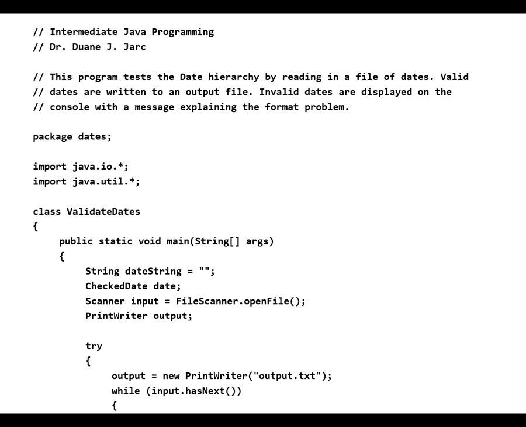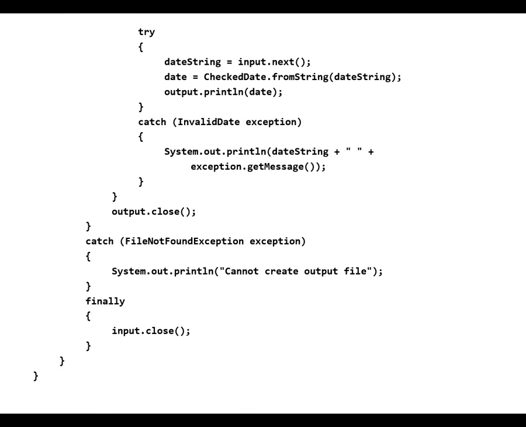Now let's examine the ValidateDates class. It uses the FileScanner class and the previously discussed classes in the dates package. Scrolling down to the rest of this method, it reads in dates from the input file and writes the valid dates to an output file and displays invalid dates on the console along with the reason that they are invalid.